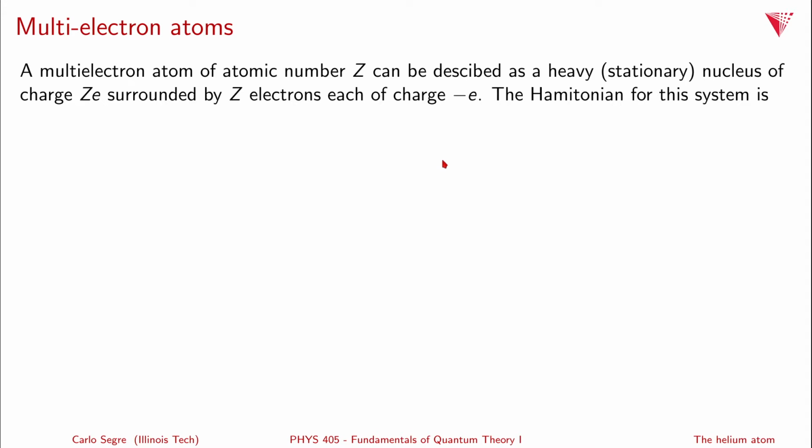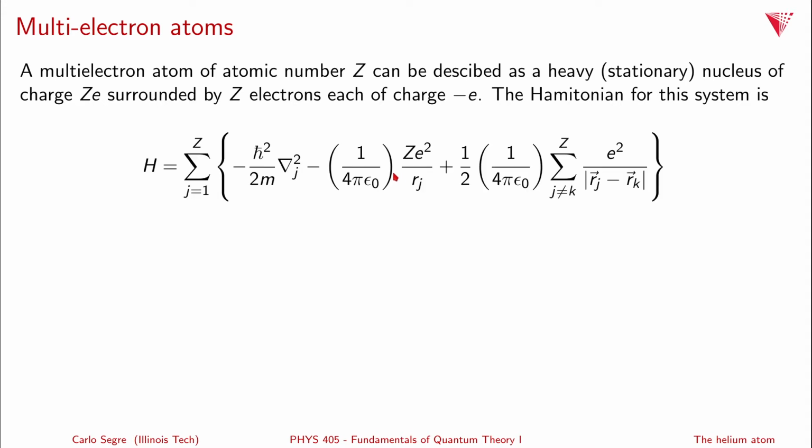So the Hamiltonian for this system is going to be as follows. It's a sum from j equals 1 to Z of minus h bar squared over 2m times the Laplacian for coordinate j, minus 1 over 4 pi epsilon naught times Z e squared over r sub j, plus 1/2 times 1 over 4 pi epsilon naught, sum over j not equal to k all the way to Z, of e squared divided by the absolute value of r sub j minus r sub k.